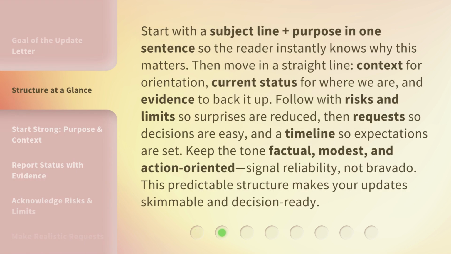Start with a subject line plus purpose in one sentence so the reader instantly knows why this matters. Then move in a straight line. Context for orientation, current status for where we are, and evidence to back it up. Follow with risks and limits so surprises are reduced, then requests so decisions are easy, and a timeline so expectations are set. Keep the tone factual, modest, and action-oriented. Signal reliability, not bravado. This predictable structure makes your updates skimmable and decision-ready.